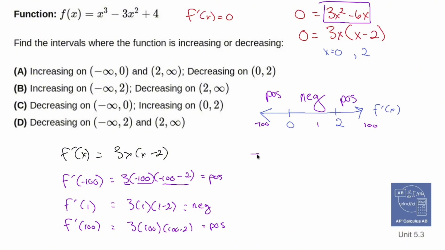So it looks like I'm increasing from everything all the way up until 0. So increasing from negative infinity to 0, decreasing between 0 and 2, of course not including any of these endpoints, and also increasing from 2 on, so 2 to infinity. And A is going to give me that. So there you have it.